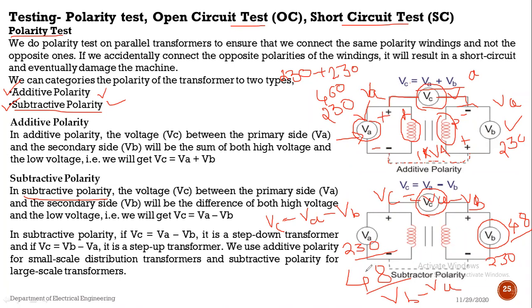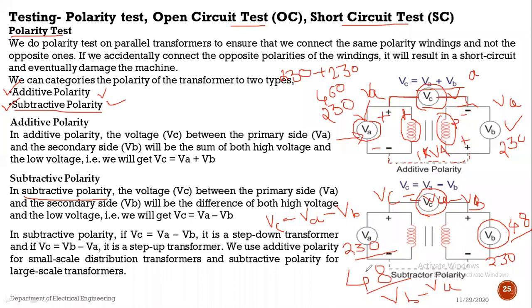Okay. So in case of subtractive polarity, if VC is equal to VA minus VB, it is a step down transformer. And if VC is equal to VB minus VA, it is a step up transformer. ज्यावेळेस VB minus VA असेल त्यावेळेस step up transformer असेल, VA minus VB असेल त्यावेळेस step down transformer असेल.